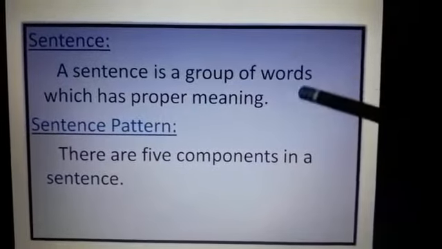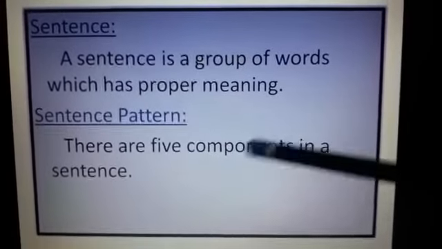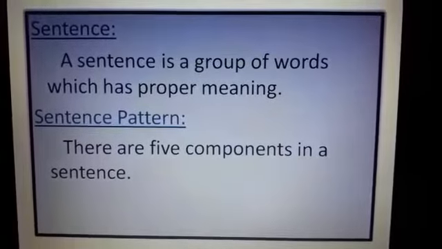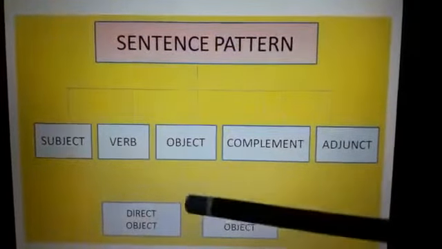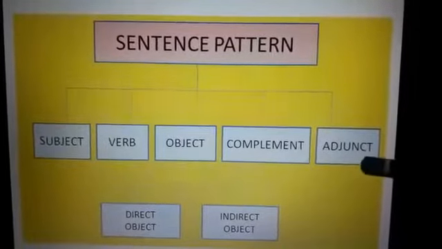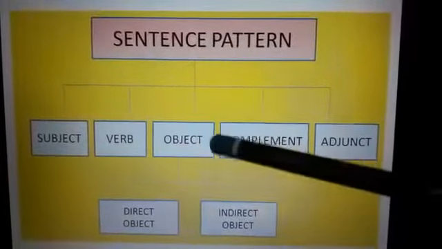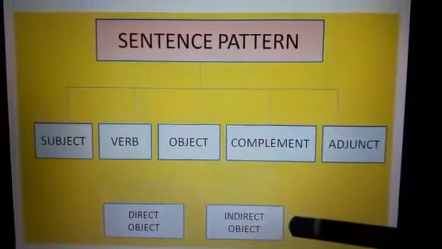Sentence. A sentence is a group of words which has proper meaning. Sentence pattern. There are 5 components in a sentence. Sentence patterns are of 5: subject, verb, object, complement and adjunct. Object has 2 subdivisions: direct object and indirect object.